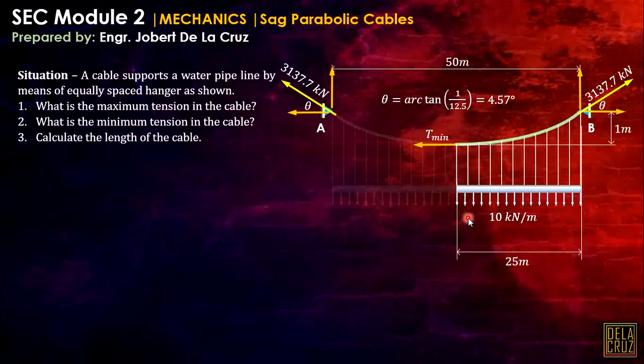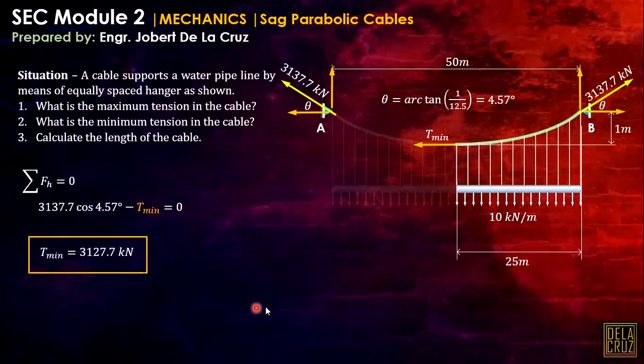Now take note that if this is horizontal, now if we take summation of forces horizontal, the only force that will resist this is this horizontal component of the total reaction of that, or we can say that 3137.7 cosine of theta, that one, minus T minimum equals to 0, and we have this T minimum.